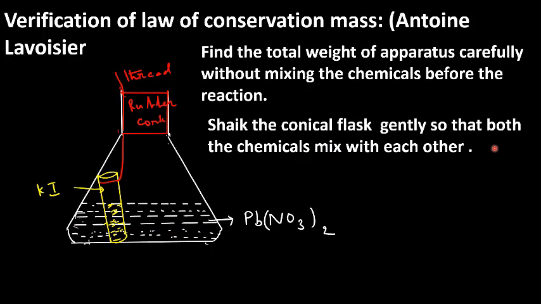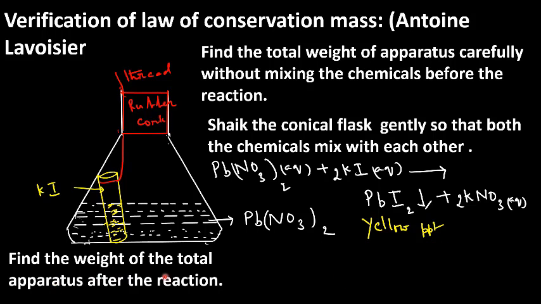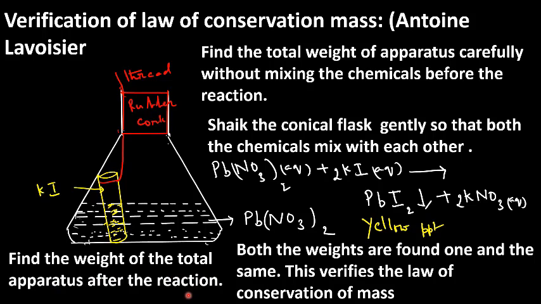Now shake the conical flask gently so that the chemicals mix with each other. When the conical flask is shaken gently, both the reactants mix with each other and the reaction takes place. Lead nitrate solution combines with potassium iodide and we get lead iodide and potassium nitrate. Lead iodide is a yellow precipitate. What is a precipitate? An insoluble solid substance that forms during the reaction is known as a precipitate. Find the total weight of the apparatus after the reaction.